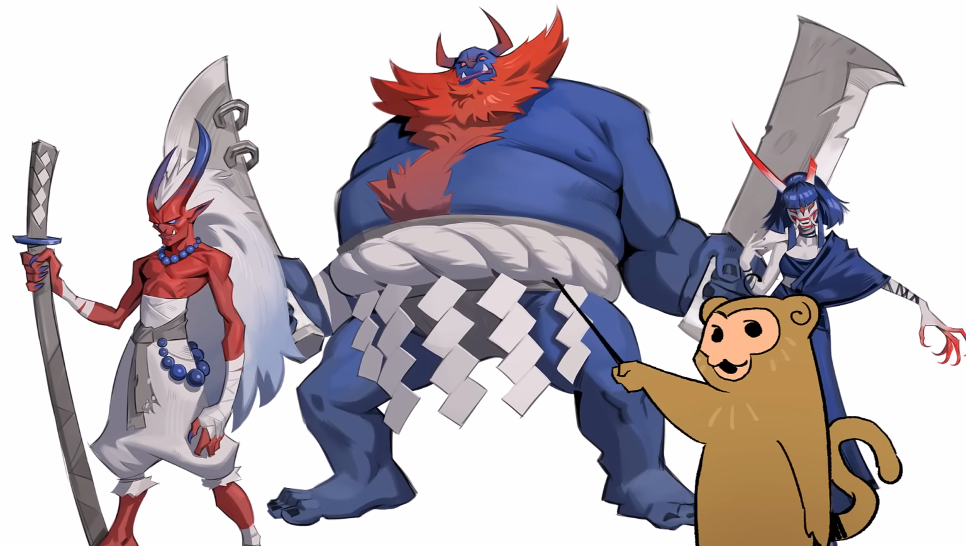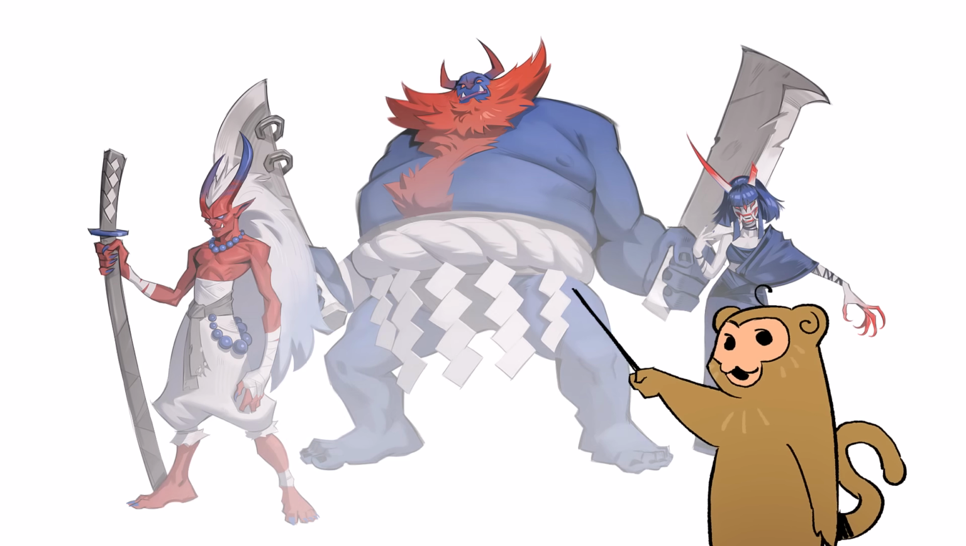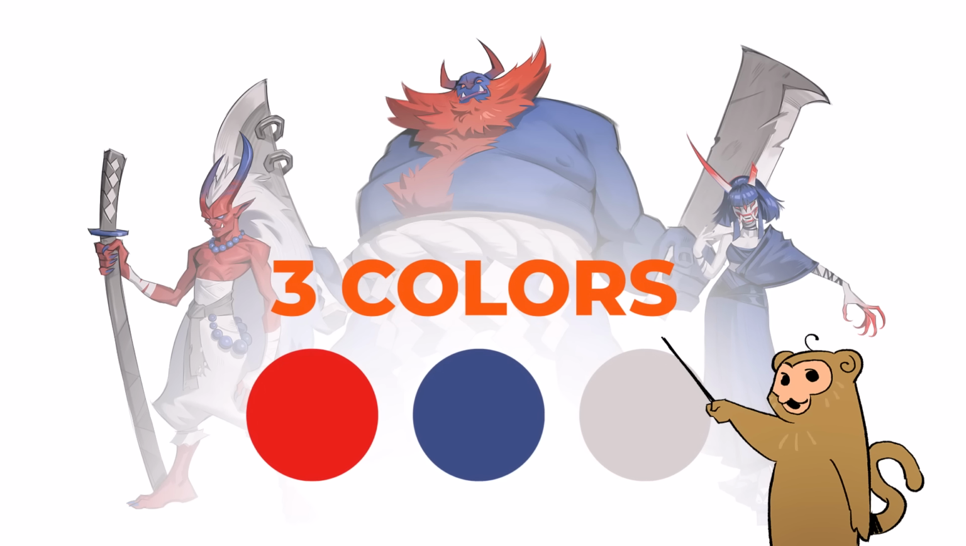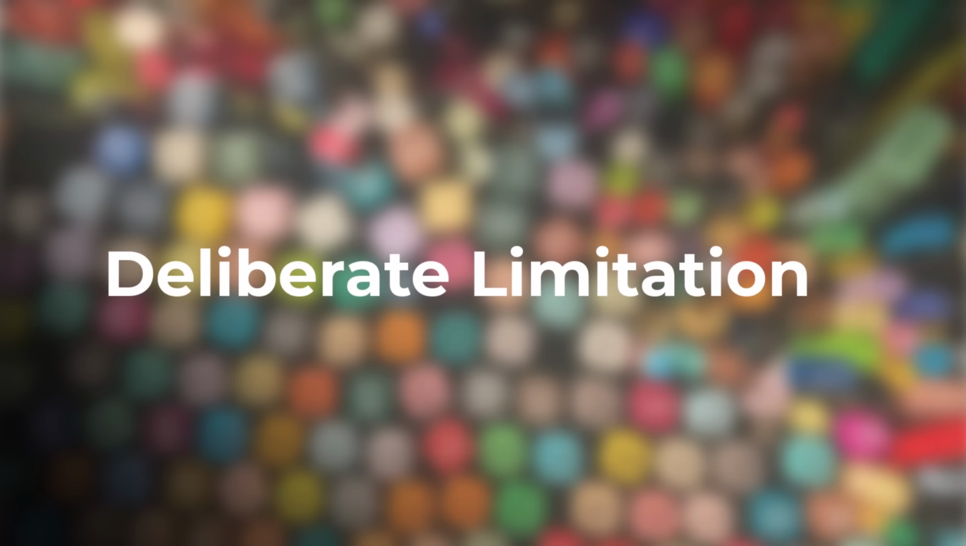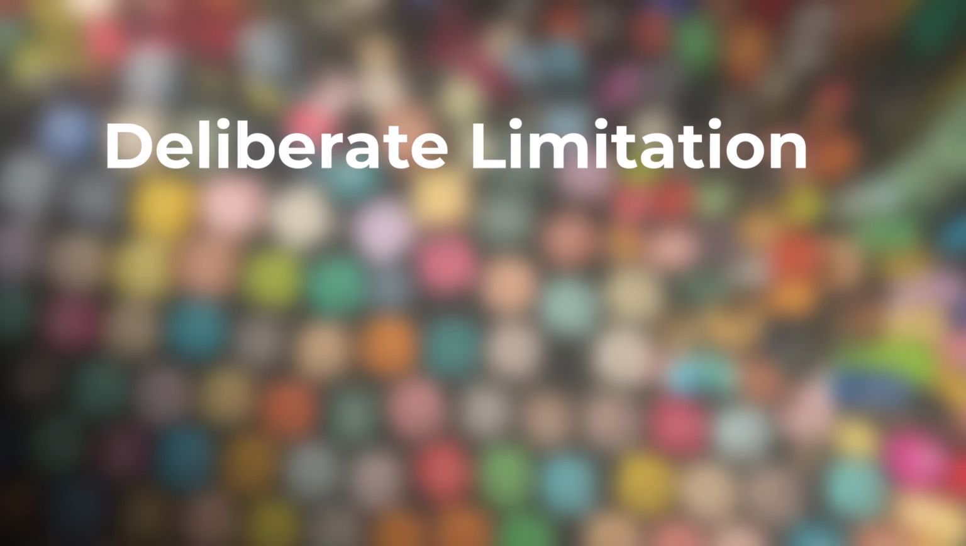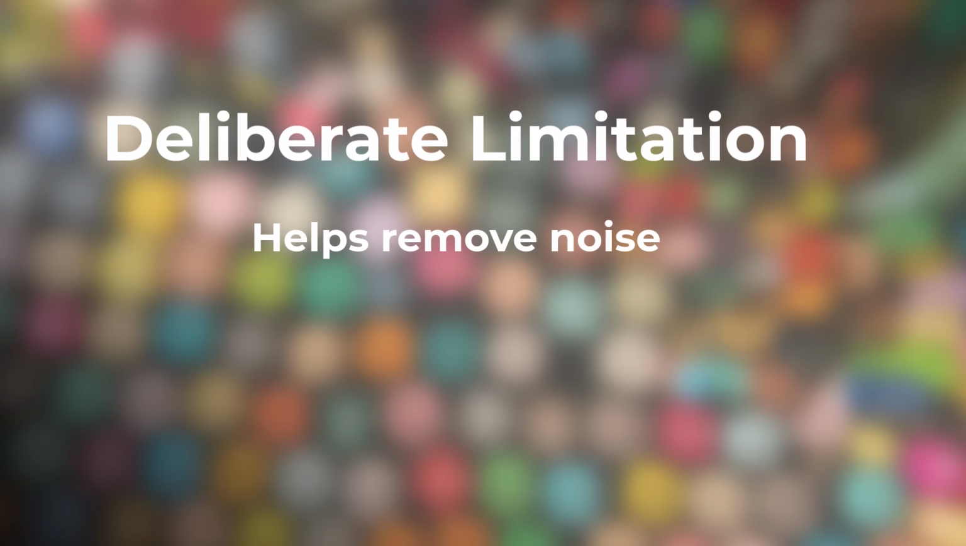I'll show you that you can make your characters look good with 3 colors or less every time if you listen to what I have to say next. It's about deliberate limitation. Why, you may ask? Limitation removes noise. That's because we're often overwhelmed with too many choices.